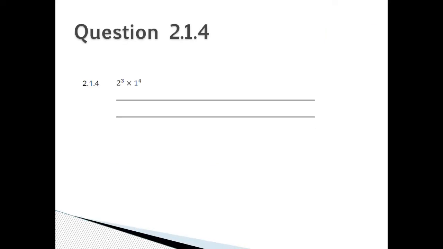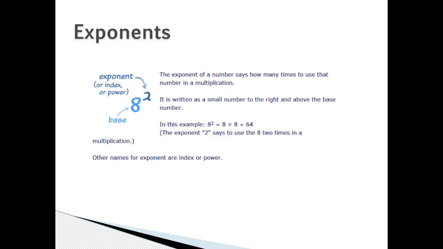Part 2. Question 2.1.4, you got 2 to the power 3 times 1 to the power 4. If you looked at the number 8 to the power 2, you'll see that 8 is your base and 2 is your exponent or index or power. The exponent of a number says how many times to use that number in a multiplication. It is written as a small number to the right and above the base number. In this example, 8 to the power 2 is equal to 8 times 8, which is equal to 64. The exponent 2 says that we use the 8 2 times in a multiplication question. Other names for exponents are index or power.